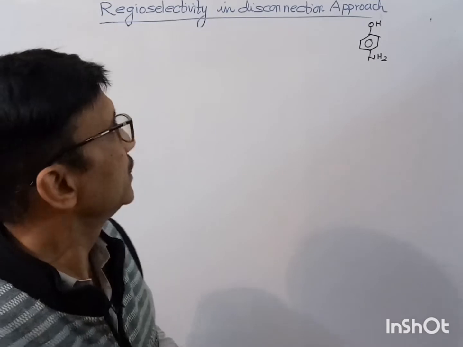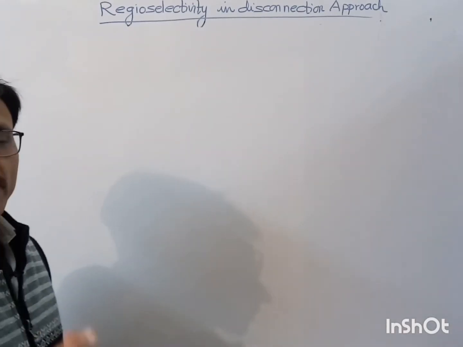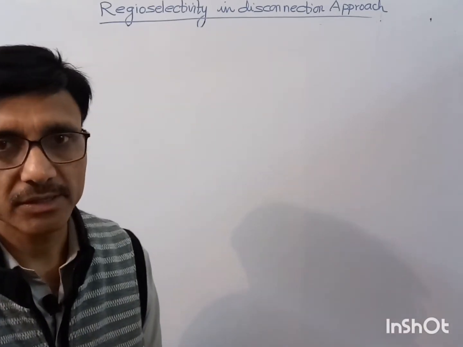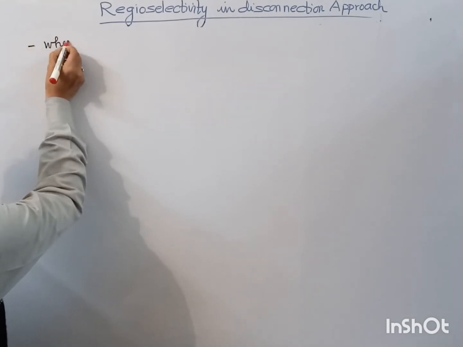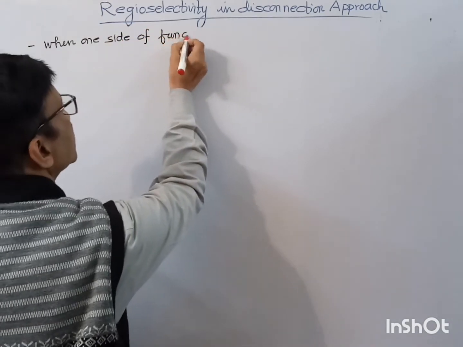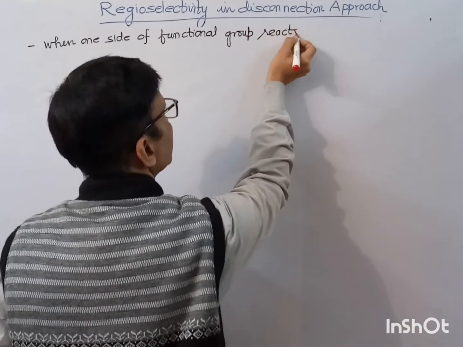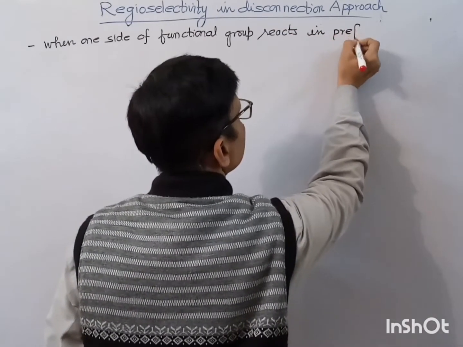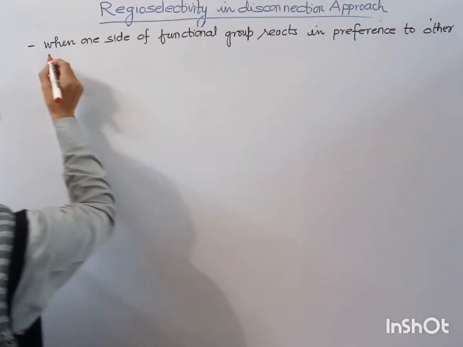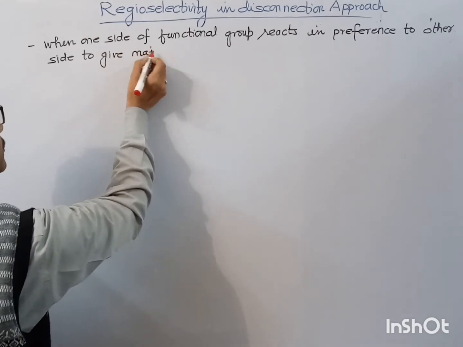Now today you will see regioselectivity. So how can we define regioselectivity? It is when one side of a functional group reacts in preference to the other side, to give major and minor products.